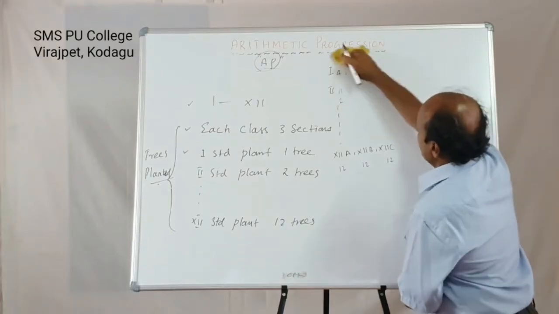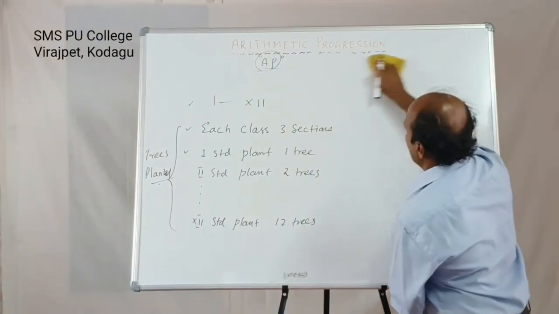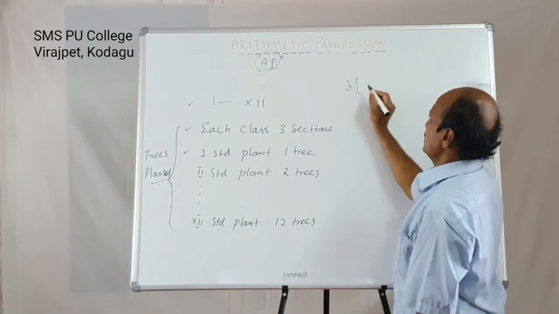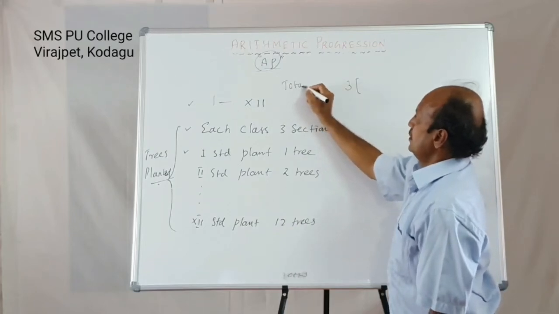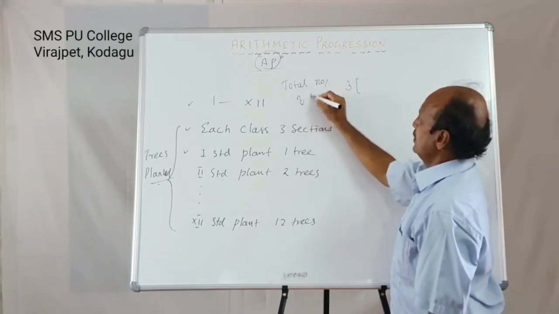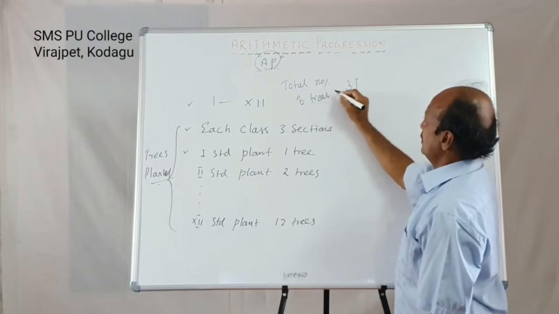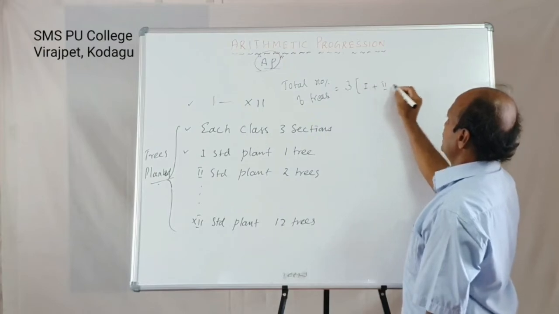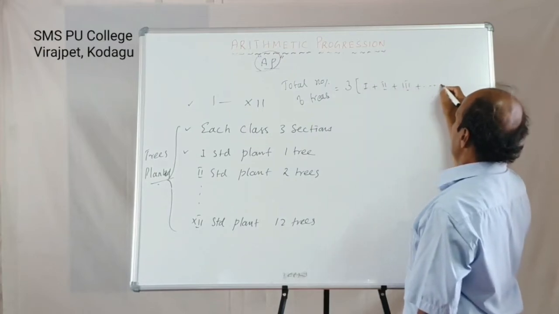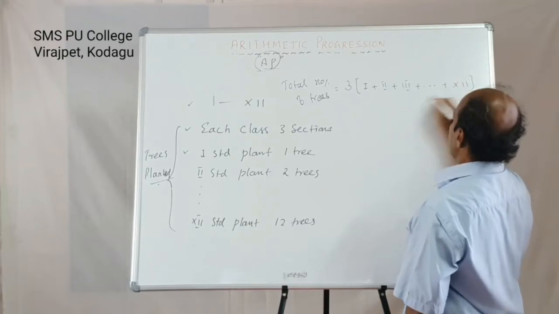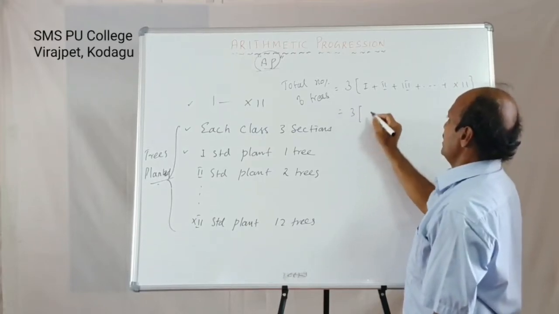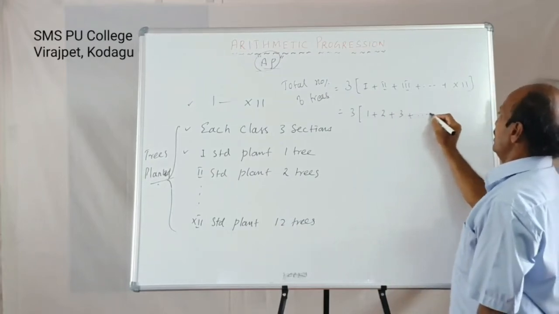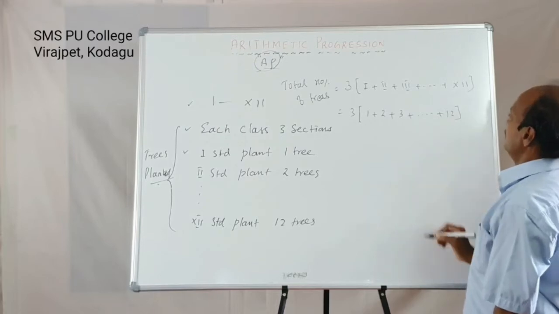Therefore, what you have to do is apply arithmetic progressions. How many sections are there? 3 sections. Right. Total number of trees is equal to 3 times first standard, second standard, third standard, up to 12th standard. Now let us look into this. First standard, only 1 tree. Second standard, there are 2 trees. Third standard, 3 trees. And up to 12th standard, there are 12 trees.